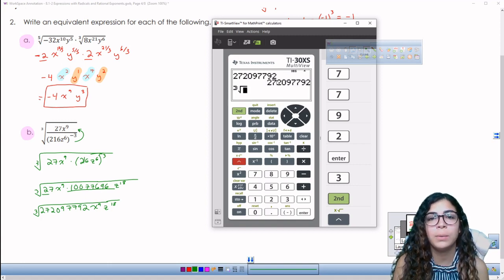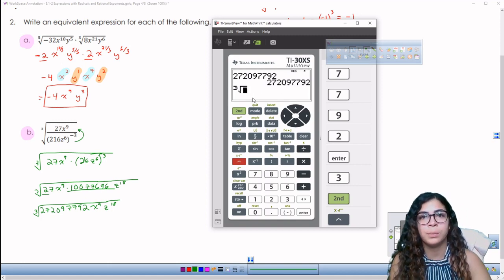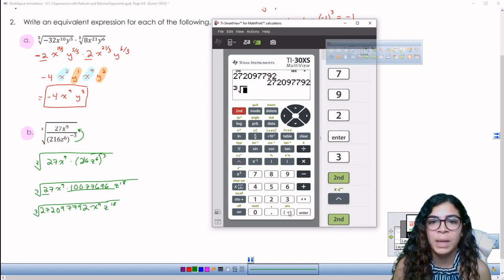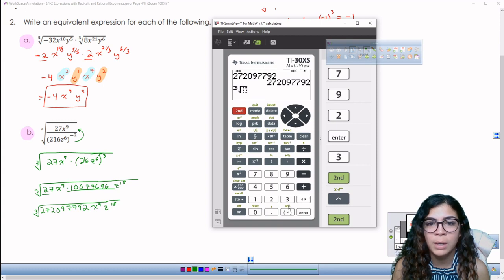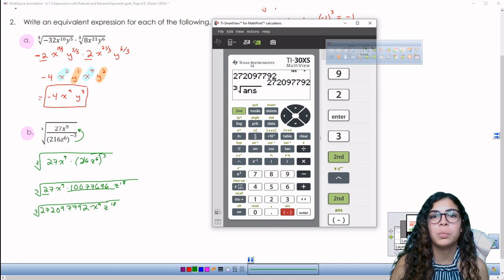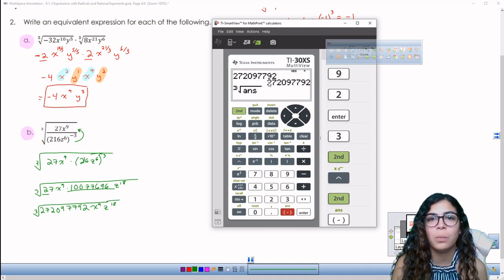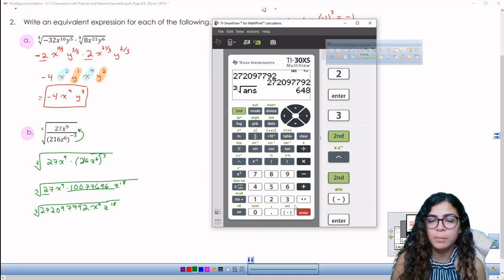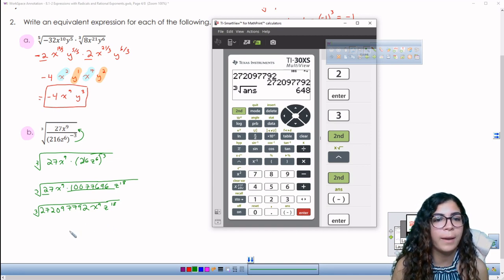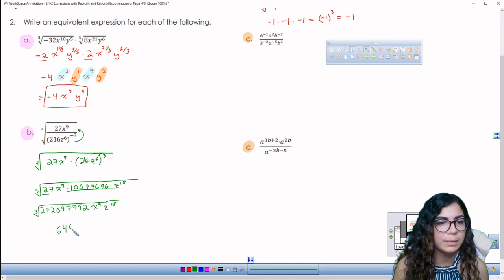But if what you're trying to take the root of is the thing that you had previously, you can hit the second button and then click this button right here, the negative, because on top of it, you see it says ans. That's short for answer. It'll replace whatever the answer was from the previous calculation that you just made. So this will do the cube root of this number. It's just a quicker way so you don't have to type it all in again. So we end up with 648.